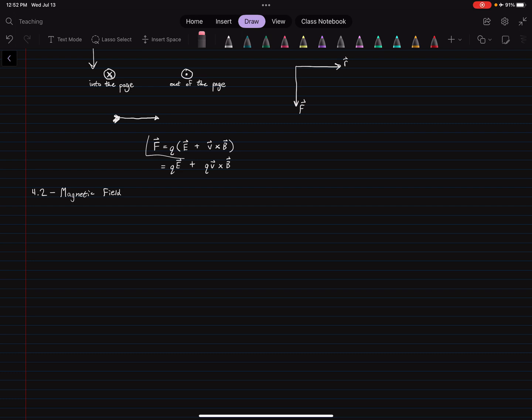This isn't so for magnetic fields. Magnetic field, positive charge, does not experience a force in the same direction as the magnetic field. For electric, the force is along the same direction as the E vector, the electric field vector. But here we have this pesky cross product, and so you have this orthogonalness, right? So if you have a B field one way, then you're going to have the force be another way, right?